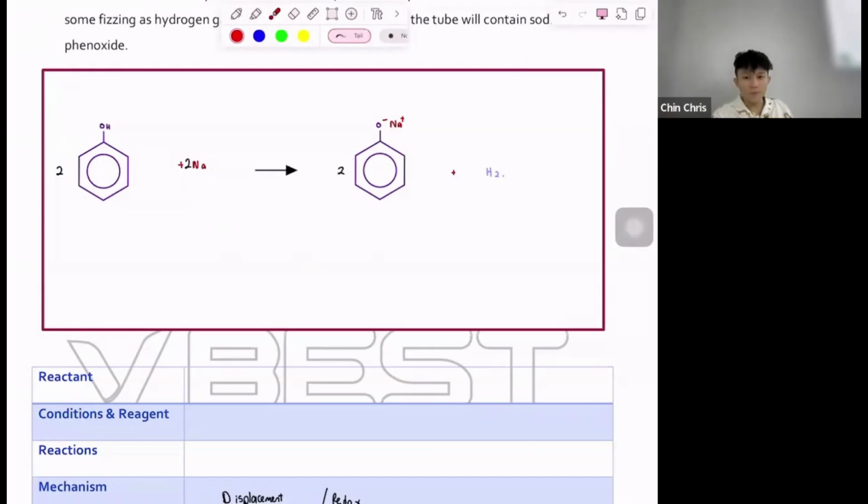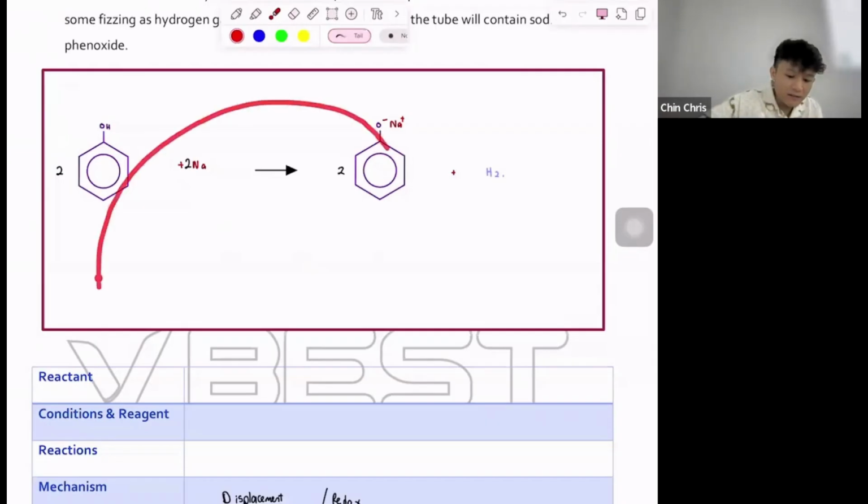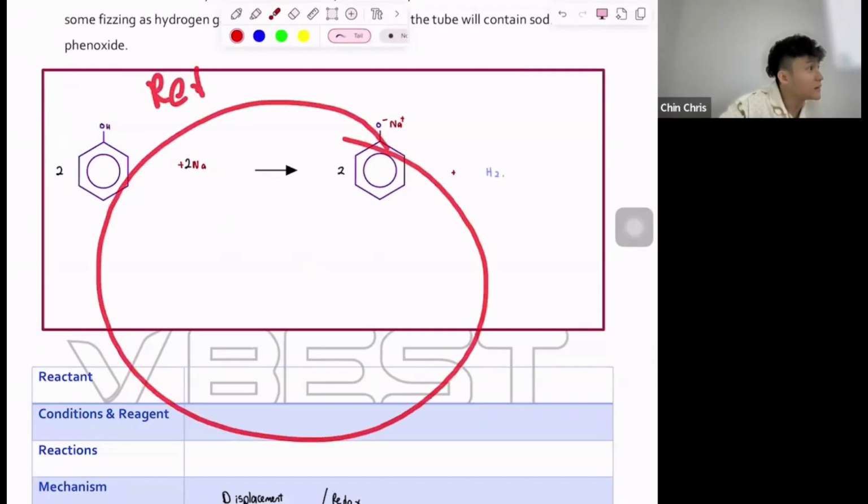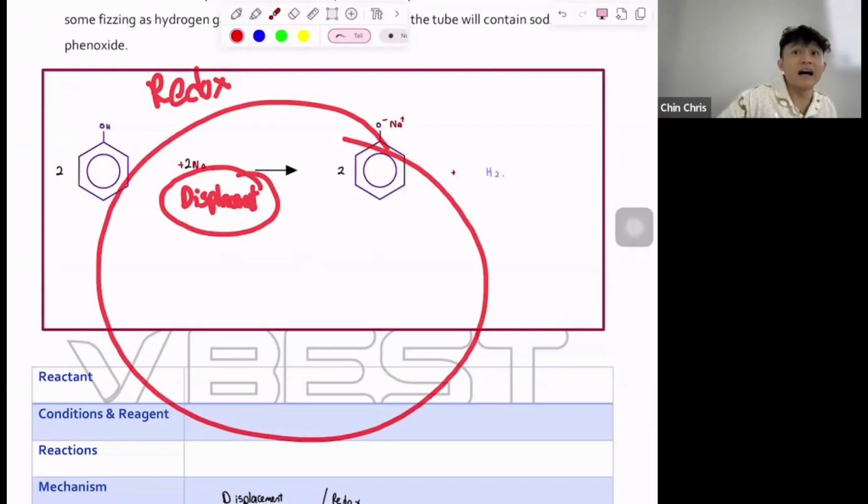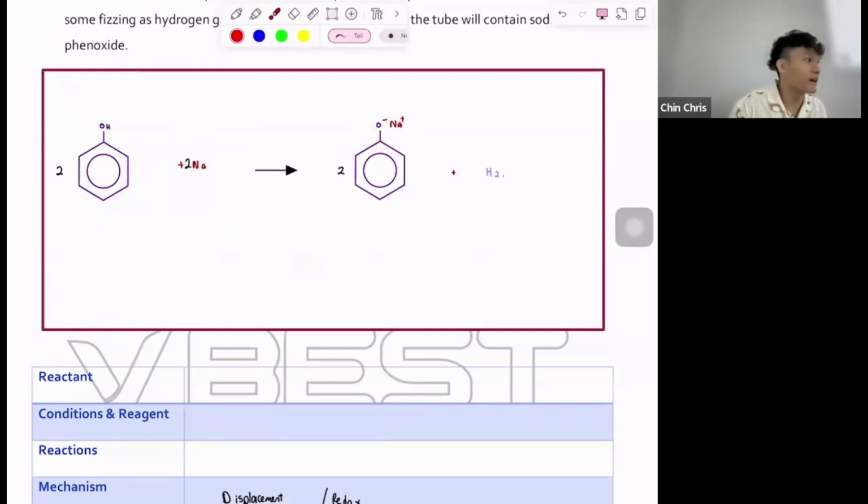So I will put it as displacement. If you put redox, it's okay. Displacement is under redox. So displacement is a type of redox reaction. All displacement reactions are redox. Not all redox reactions are displacement reactions. Okay, subset, superset. Thank you very much.